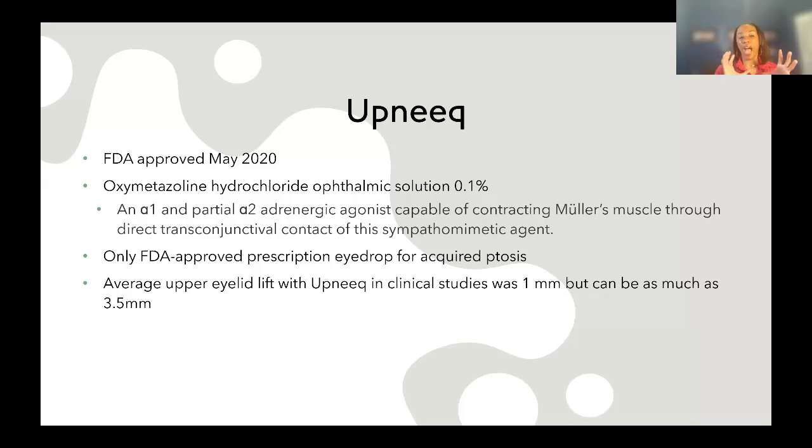This is an alpha-1 and partial alpha-2 adrenergic agonist that causes the Mueller's muscle to contract. So I had to dig deep. I was like, the Mueller's muscle. Okay, I remember the levator muscle.